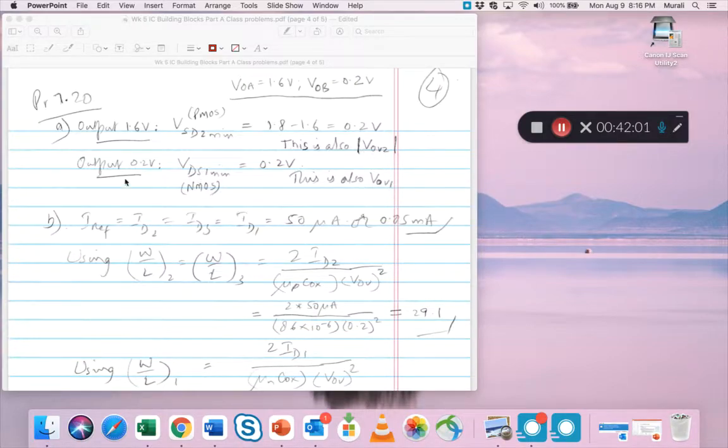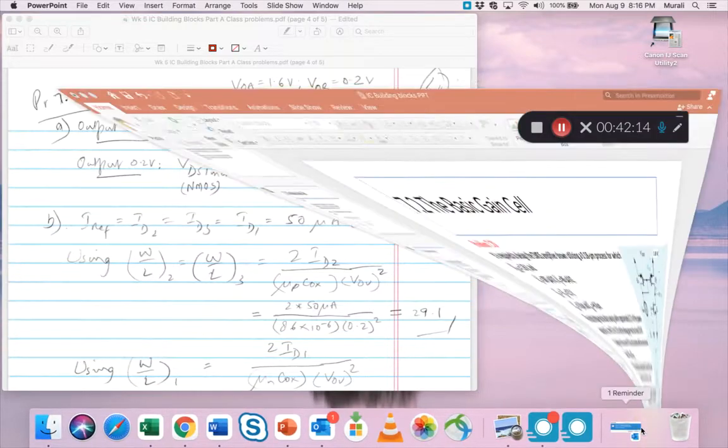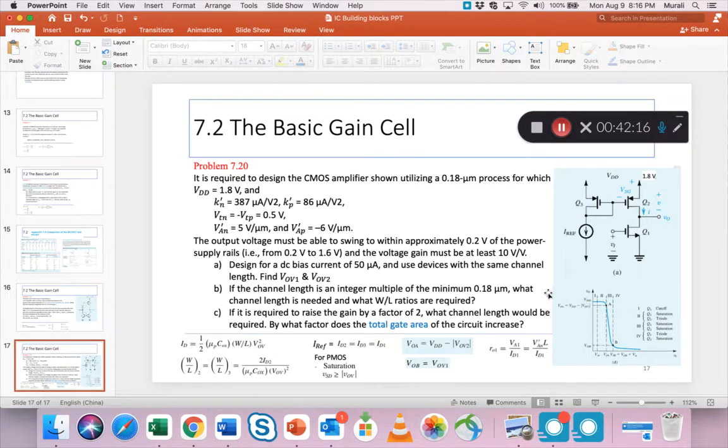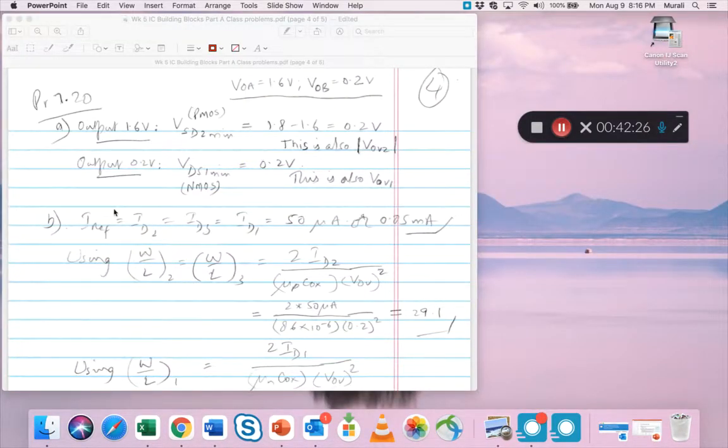The other rule for the output, the low output, 0.2 volts, we know that this is directly VOV1, right? Because this is the VDS1 minimum. So that is the importance of understanding these two formulas, right? Okay. So that's the answer to part A.